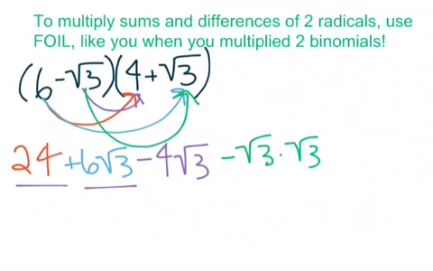Our inside terms would be negative square root of 3 times 4. That gives us this. Then our last term is going to be a negative square root of 3 times the square root of 3. That is going to give us right here. Alrighty, so let's finish this bad boy off.